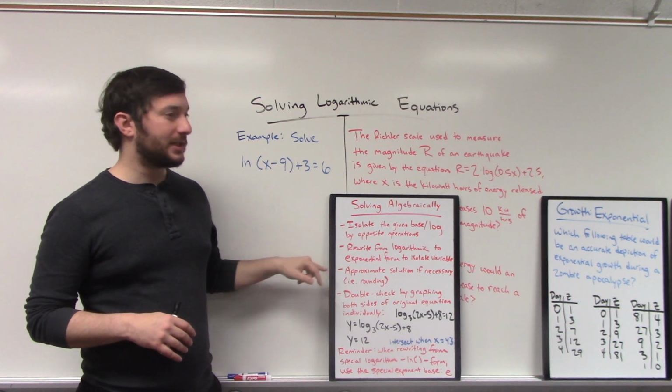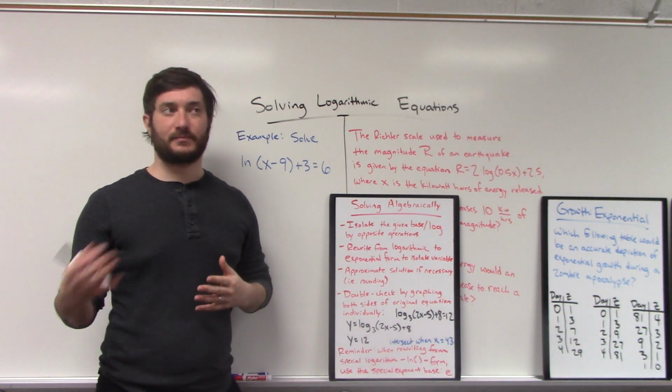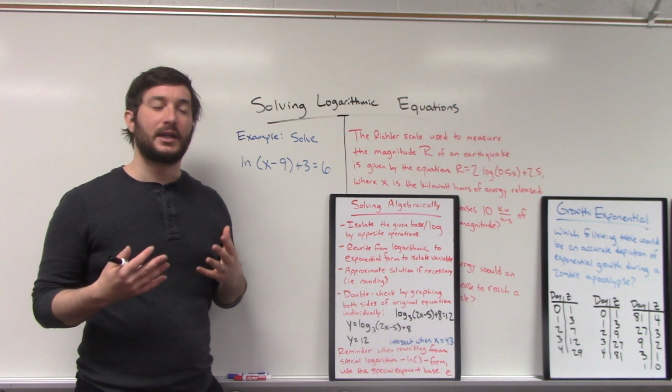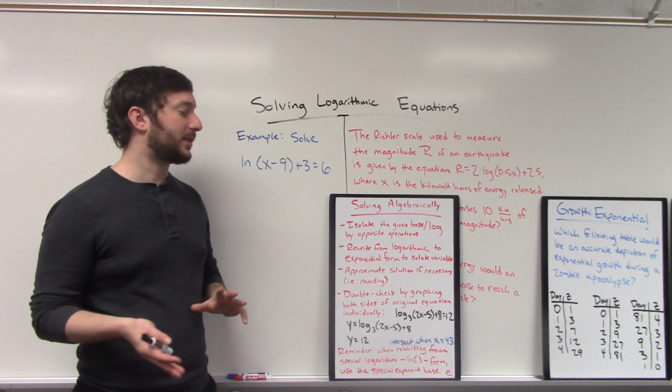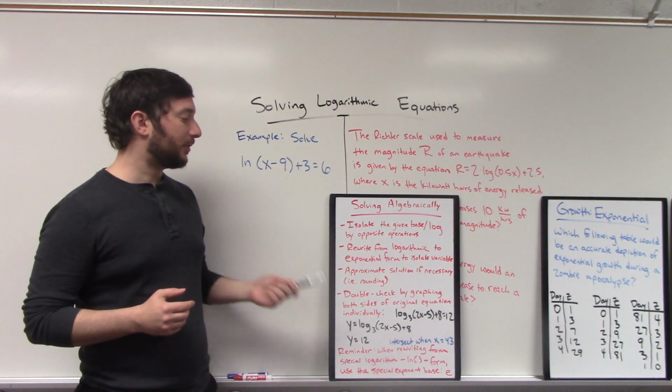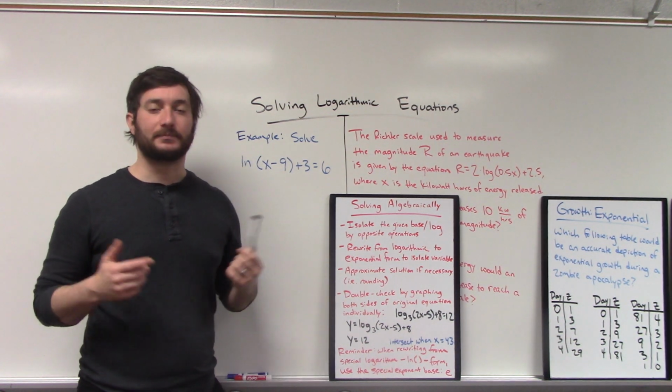Then you will have to isolate the given variable that you have, x or y or whatever, and then approximate your solutions sometimes. Sometimes you do have to round them, and we'll talk about that. And then finally, double check your solution by graphing it.